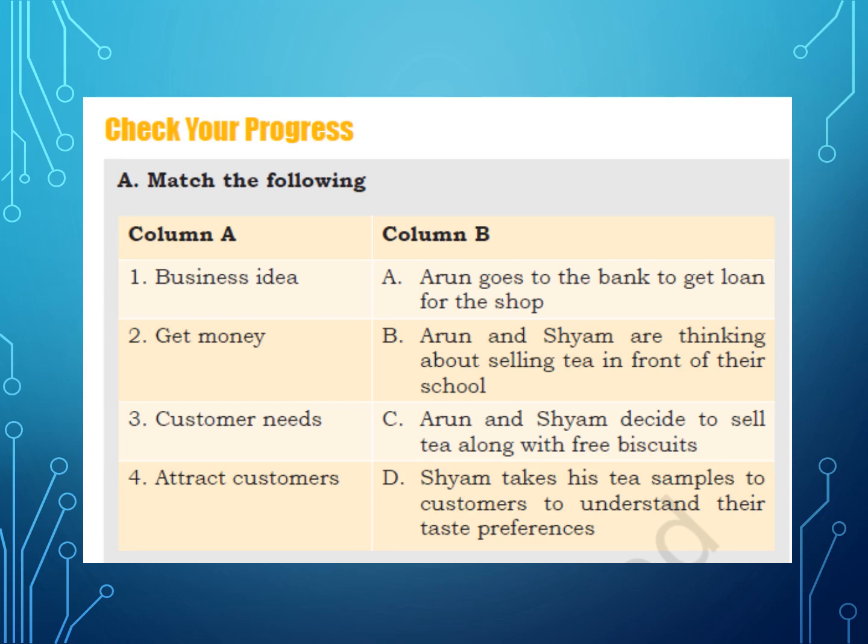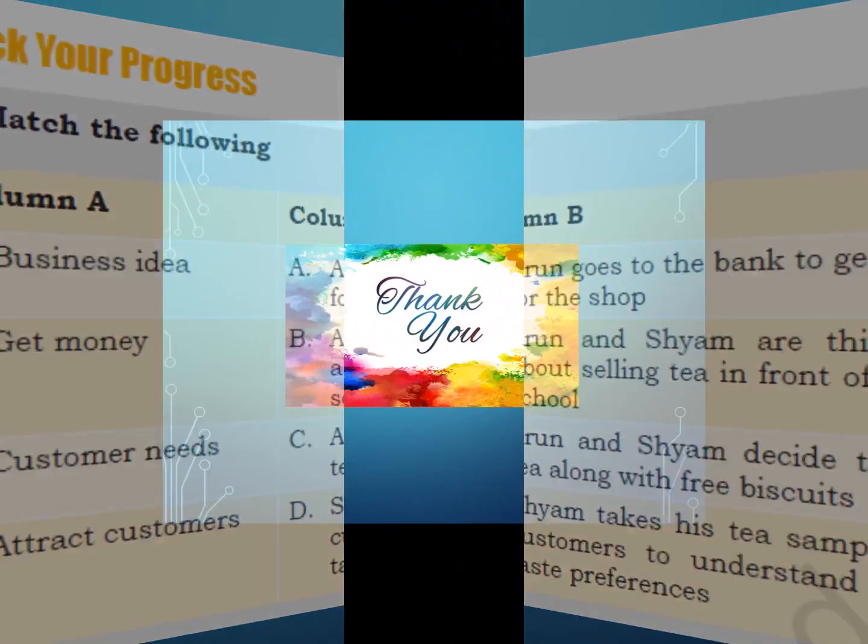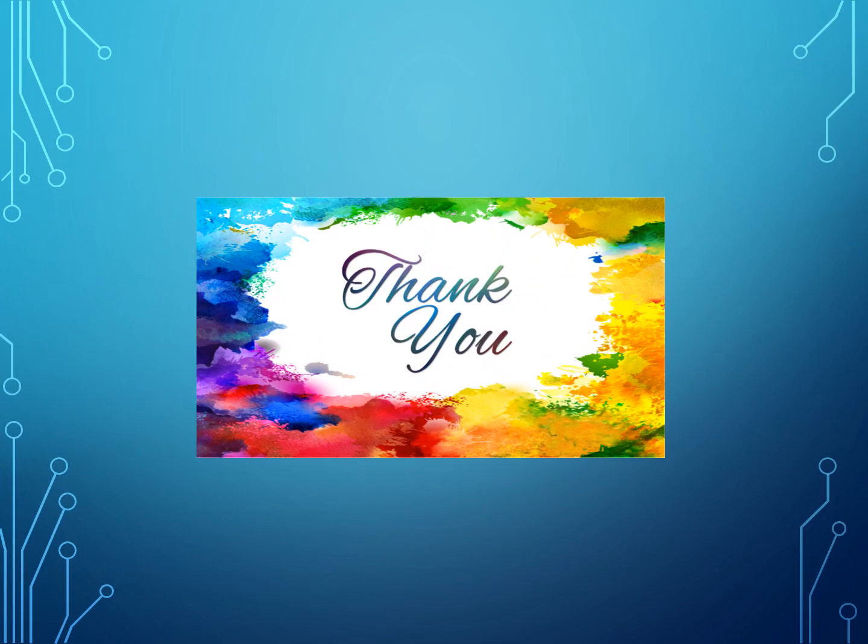Arun goes to the bank to get loan for the shop. Arun and Shyam are thinking about selling tea in front of their school. Arun and Shyam decide to sell tea along with free biscuits. Shyam takes his tea samples to customers to understand their taste preferences. 4 answers they gave, no? Choose one. Which one is matching to business idea? Find out and answer.